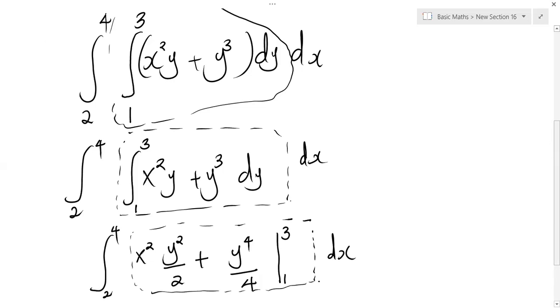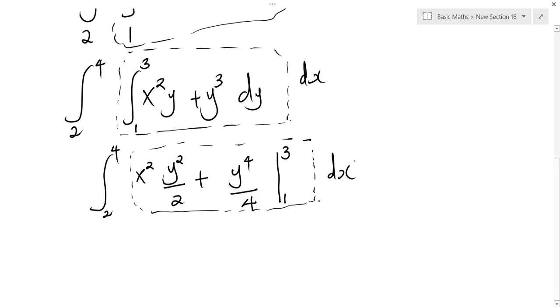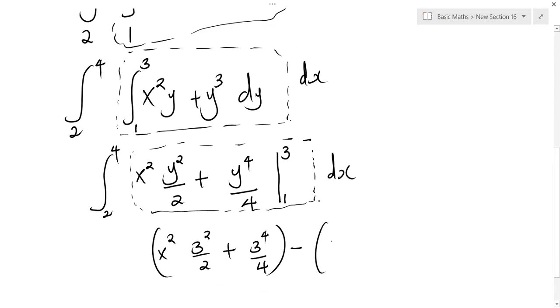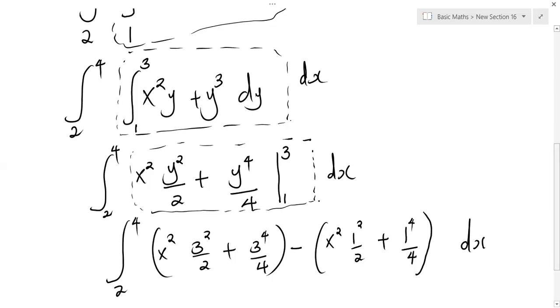Okay, evaluating what's on the inside, I'm going to replace the range. So I'm going to first of all replace 3, and I replace it where there's y because that's what I've integrated. So I will have x squared, 3 squared over 2 plus 3 raised to power 4 over 4 minus, I now replace with a value of 1. So I will have x squared, 1 squared over 2 plus 1 raised to power 4 over 4. And then whatever answer I get, I will integrate now with respect to x.